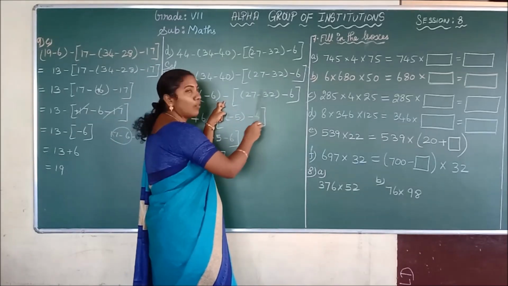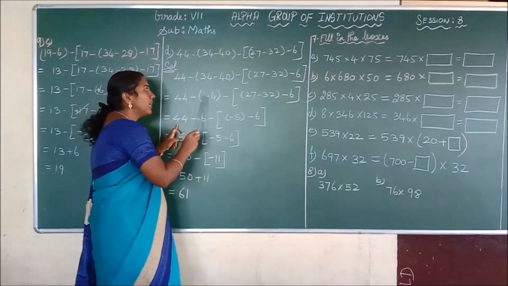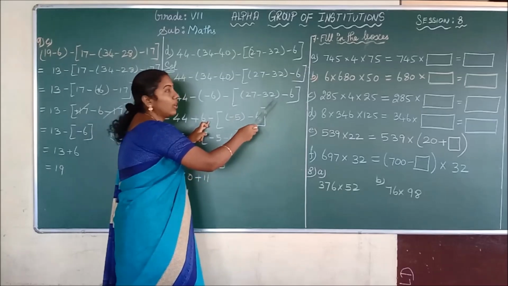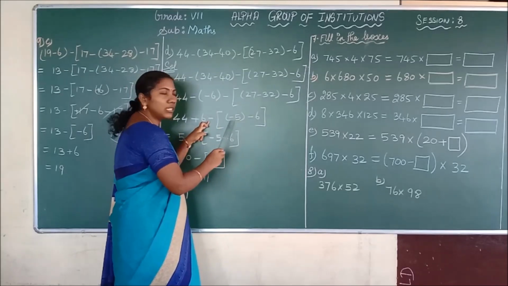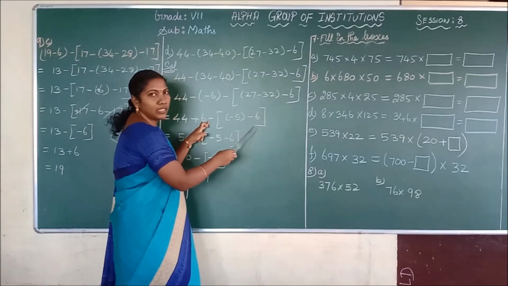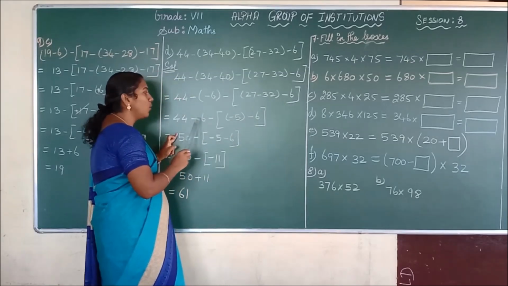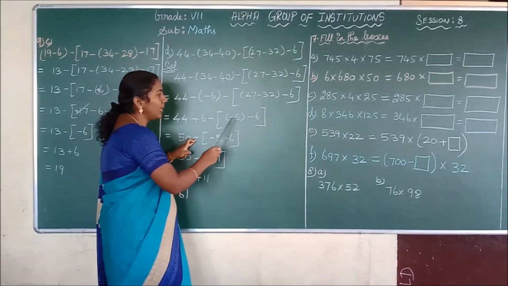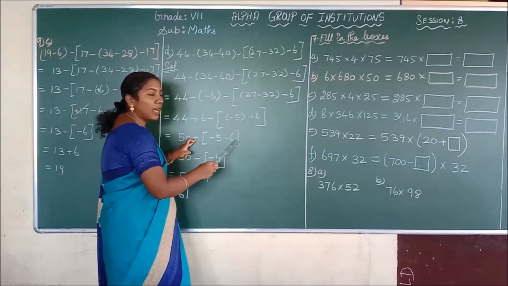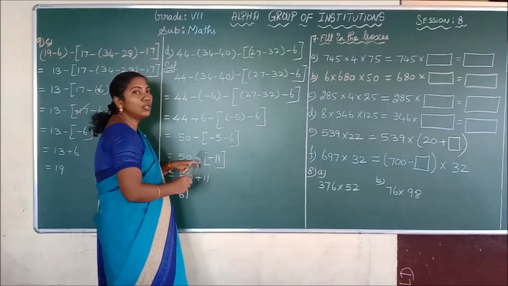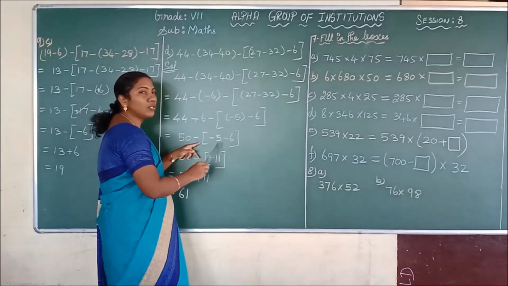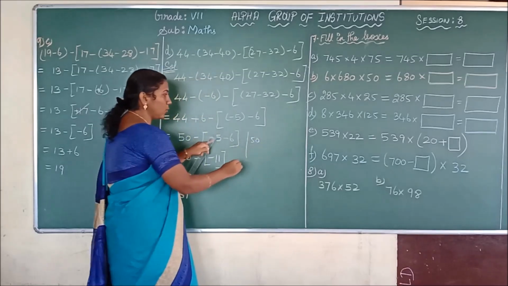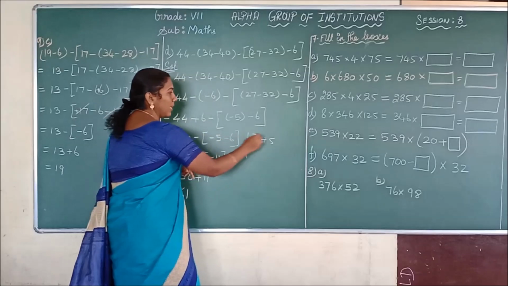In the next step we are going to evaluate this. Okay. 44 minus into minus plus 6 minus 27 minus 32. As I explained above, 27 minus 32 is minus 5 minus 6. It's clear, children? See the next step, 44 plus 6. What is the answer? 50 minus minus 5. Now we are writing minus 5 into bracket. Minus 5 minus 6. In here also you can bring this minus to this bracket. That is 50 minus into minus plus 5 minus into minus plus 6.